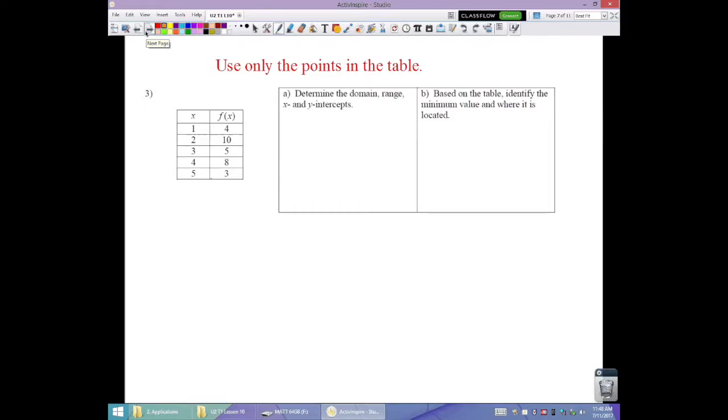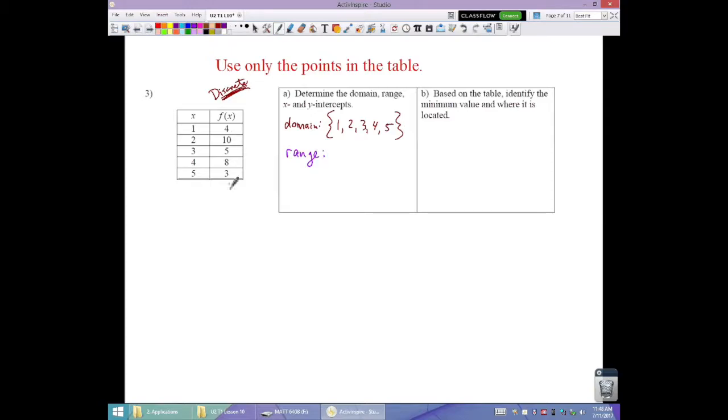Okay, so number 3, I don't know if this was real clear, but let's do this using only the points in the table. So not treating it as a continuous function, okay? Treat it as a discrete function. So determine the domain, range, and x and y intercepts. So domain, if it is discrete, like I'm telling you to use it, then it's just these x values I see. So I need to list them 1, 2, 3, 4, 5. I cannot write an inequality saying everything from 1 to 5 because that would include all the decimals and fractions in between those integers, and I do not want to include those.